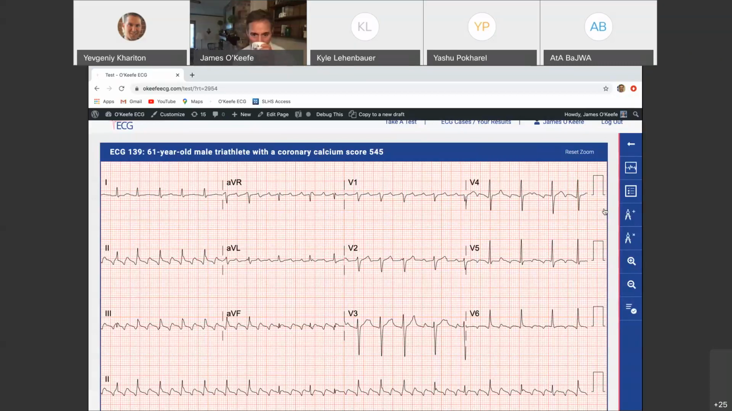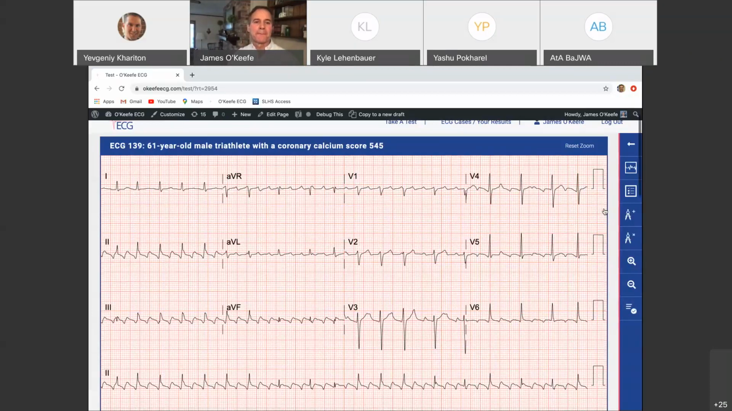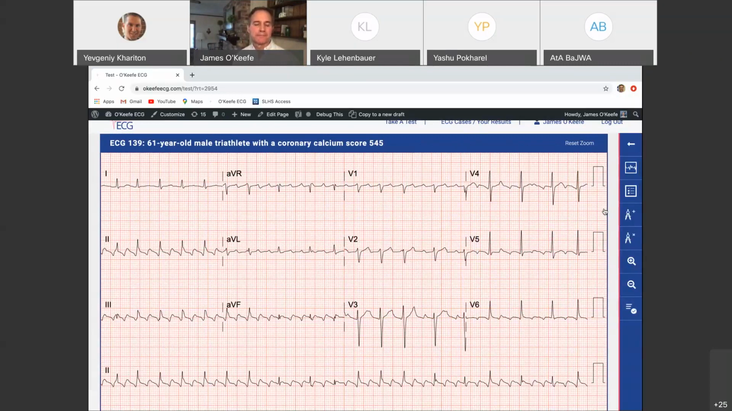This is Yeshu. I can take this. Hi, Yeshu. So it's a little flutter. Yep. And we can probably say 2:1 block as well. Yep. It's 2:1 block at most of it. Sometimes it gets a little irregular, but for the most part those flutter waves are 240 beats per minute, and the ventricular rate is about 120. So it's 2:1 block throughout.